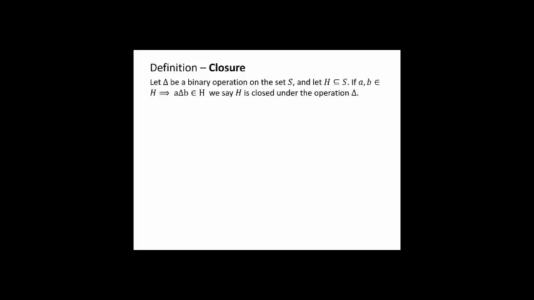Here is a general definition of what closure means. If delta is a binary operation on a set S, and H is a subset of S, then if A, B in H always gives you A delta B in H, we say that H is closed under the operation. So let me give you an example.